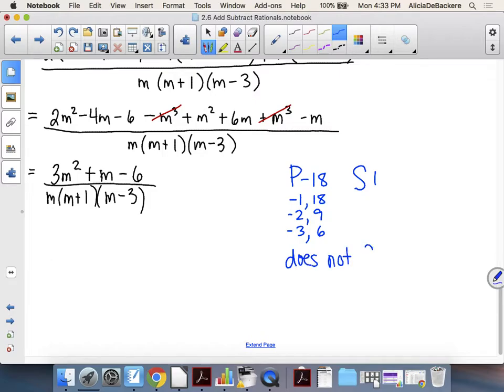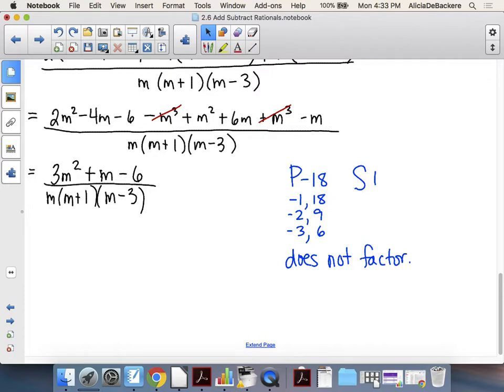But I'm writing it down so that my teacher knows that I thought about it and I was trying to simplify as far as I can. The last thing I need to do is state my restrictions on my m's. So I'm thinking about each one of those factors in the denominator, the m plus 1, and the m minus 3. And I want to make sure that none of those 3 will equal 0.